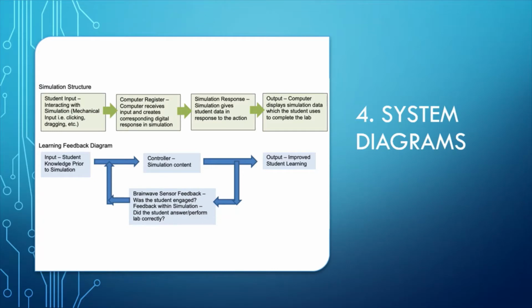Okay, system diagram. Simulation structure: student input goes to the computer receiver, and the simulation gives the student data in response to the action, and the final one is the output, where the computer displays simulation data. The learning feedback diagram: the student input and controller drive the simulation content, and the output improves student learning. In this format there is real-time sensor feedback where the student engages.